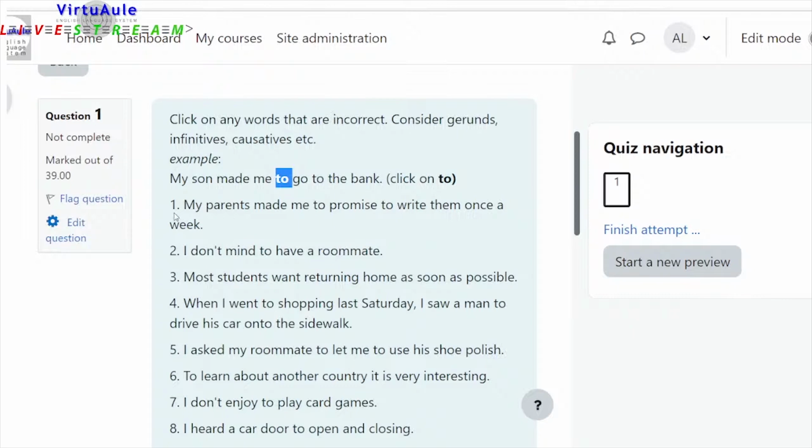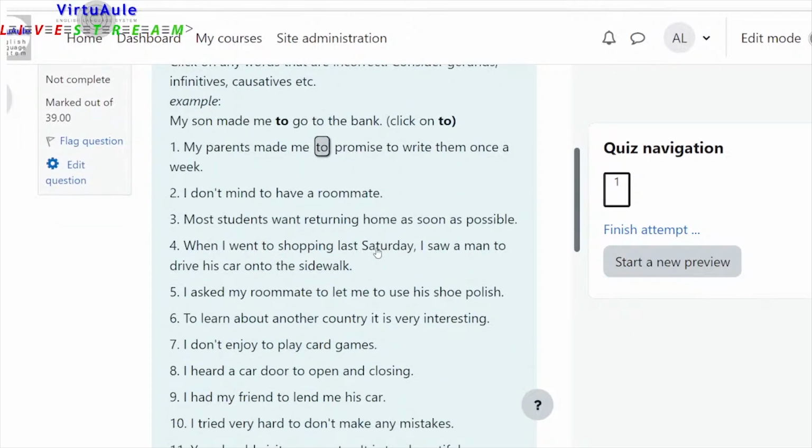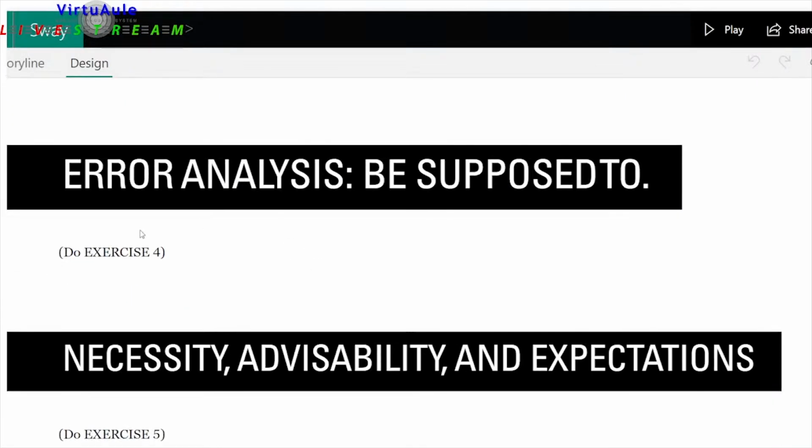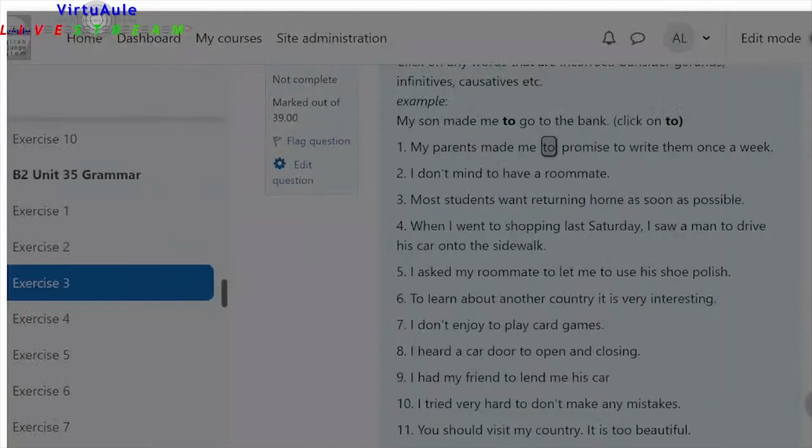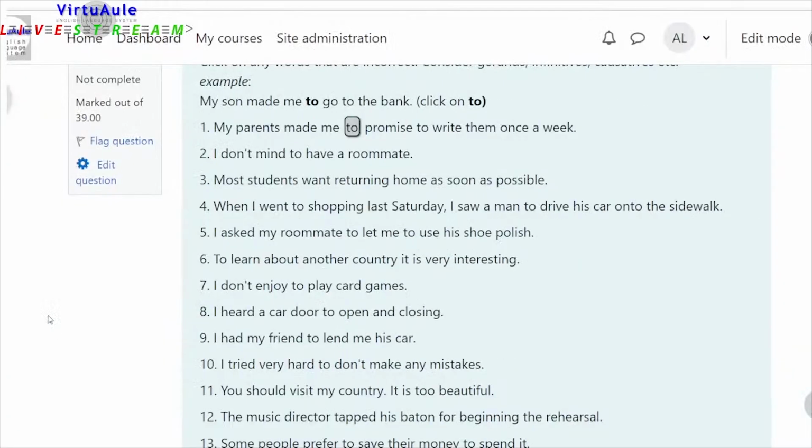My parents, number 1, my parents made me to promise to write them once a week. Okay, here, made me promise. So you click on the word to, and then you can check that, and that's probably the mistake here. So that's just an exercise that you can do. There is another exercise, exercise 4, to be supposed to. To be supposed to. You can see what this exercise looks like.